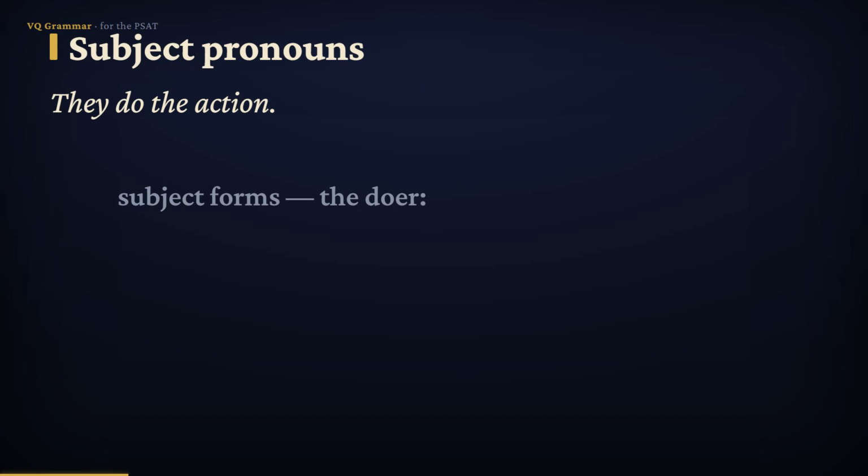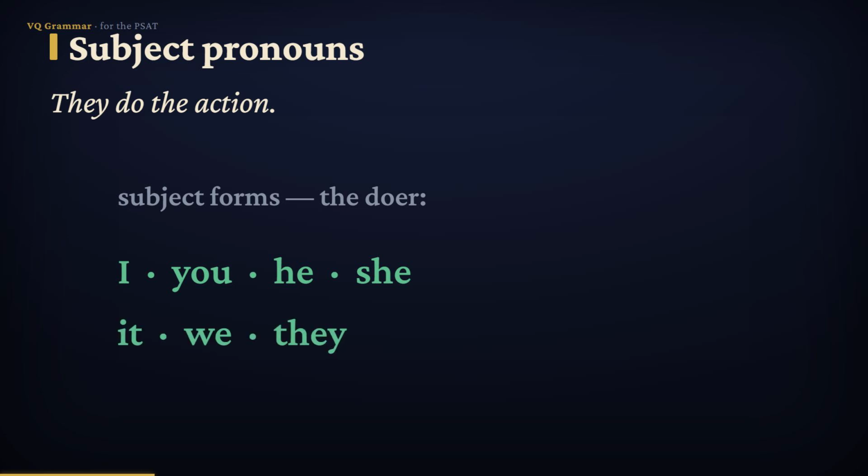A subject pronoun is the doer, the one performing the action. Here they are: I, you, he, she, it, we, and they. Notice how each one could start a sentence and do something. For example, she practices daily. She is the subject, the one doing the practicing. When the pronoun is the doer, you reach for a subject form.